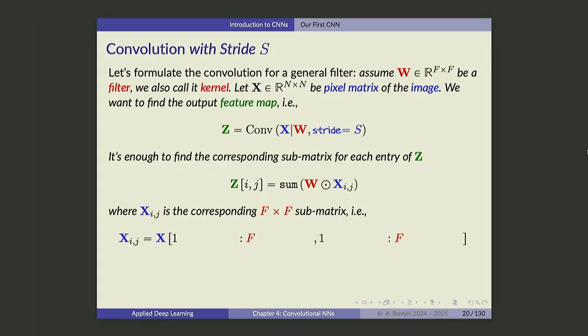Now if I just keep on going, in this case, my filter is going to get multiplied with x on rows 1 to f, but on columns 2 to f plus 1, right? Now, if I think in general about one entry on this first row, z 1,j, where should I start this filter?